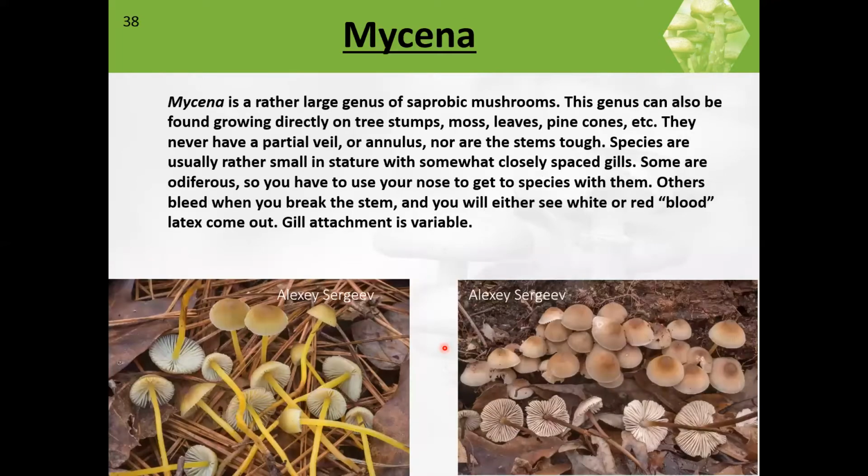And then we're going off to Mycena, which are usually small mushrooms. They're saprobic in nature and decompose organic matter. A lot of times we'll find them growing on wood, or they'll just sprout out of the ground. And when I say wood, that's dead wood, right? Because it's saprobic, it doesn't grow on live trees. So this genus can be found growing on stumps, moss, leaves, pine cones, whatever. They never have a partial veil or annulus, and the stems are somewhat fragile. Species are rather small in stature with somewhat closely spaced gills.